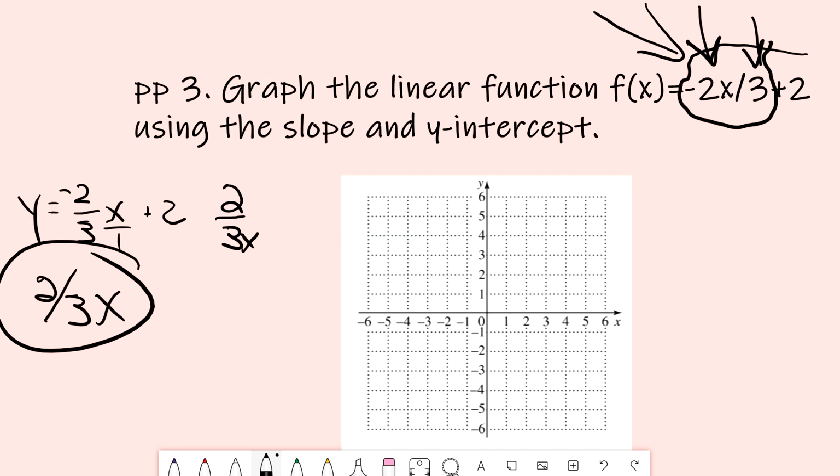Nevertheless, I can see that if I'm graphing this, my y-intercept is going to be positive 2. So that's going to be marked right here. And then my slope is negative 2 over 3, not the x, just the negative 2 over 3. So from the y-intercept here of 2, I'm going to go down 2 and over 3.